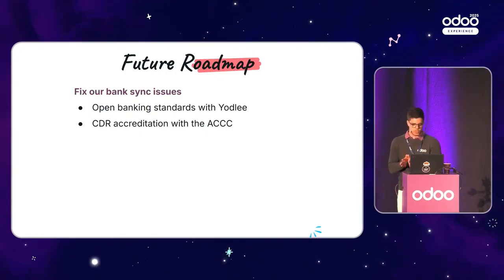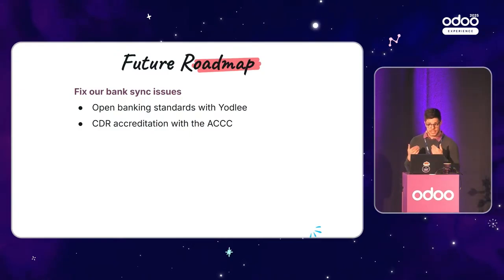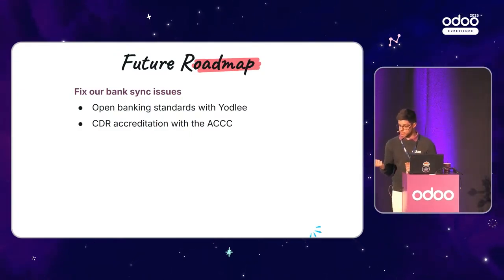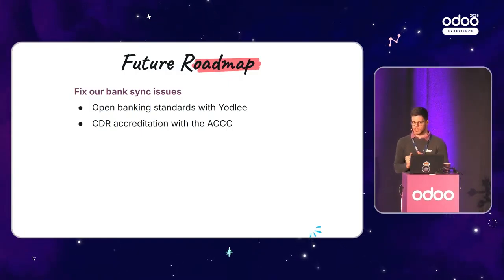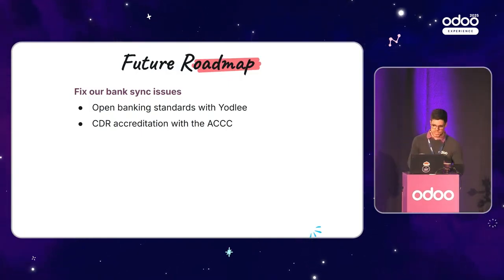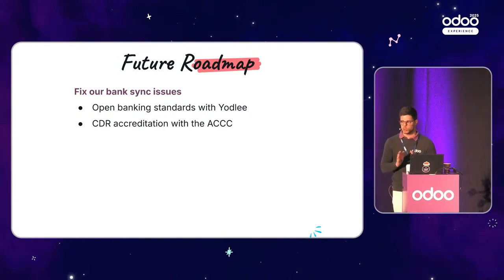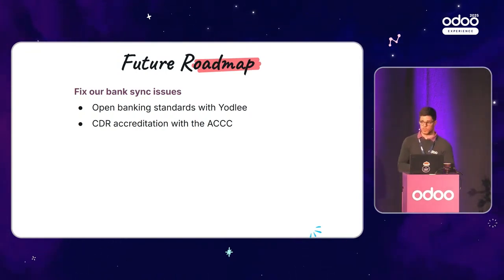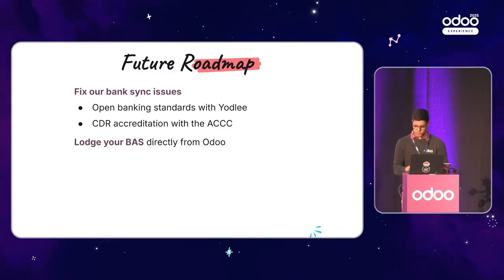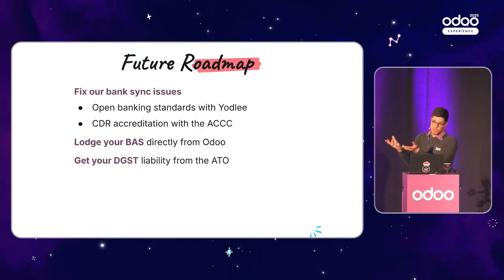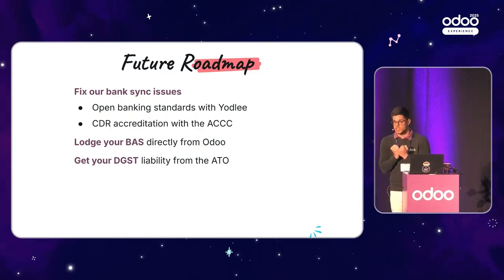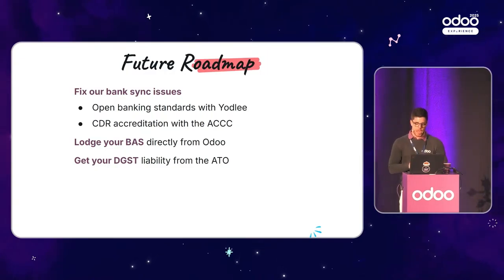And as a backup solution, we are also currently in the process of getting the CDR accreditation directly with the ACCC, because we want to make sure to cover our backs in case open banking is not as efficient as it is marketed to be. So that could potentially open the door to some direct feed integration with some major banks in Australia. So of course we're aware of the issues, and this is our utmost priority, but it's very complicated. Also, in the future, we are working on lodging your BAS directly from Odoo to the ATO, and consequently also getting the deferred GST rate, if your company is eligible for it, from the ATO directly.